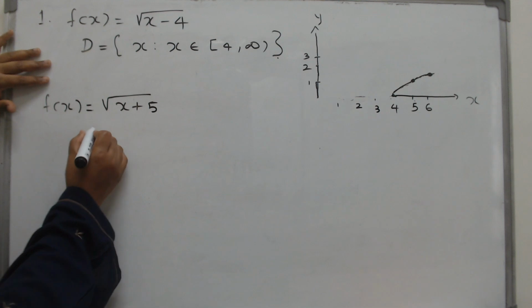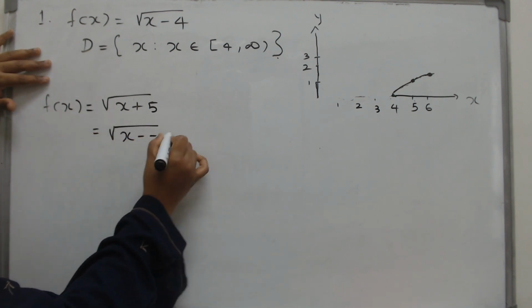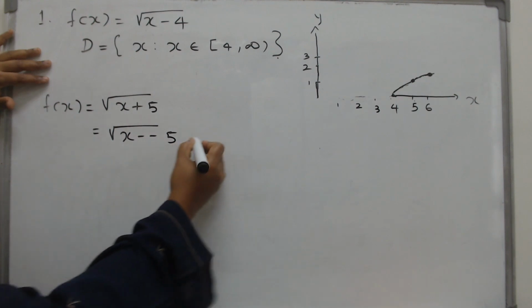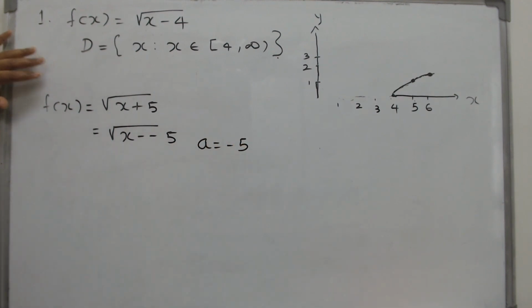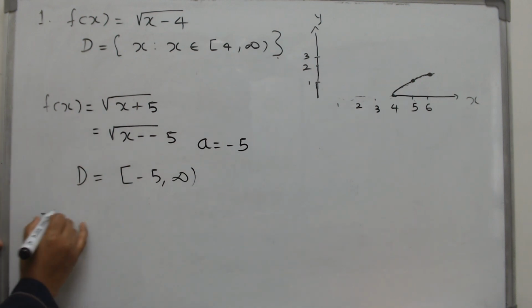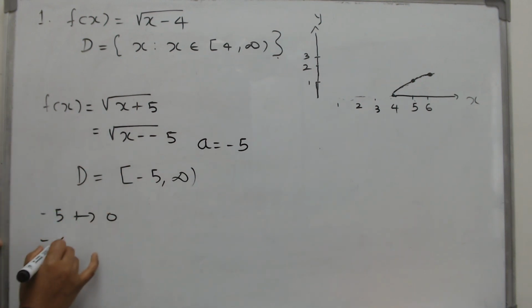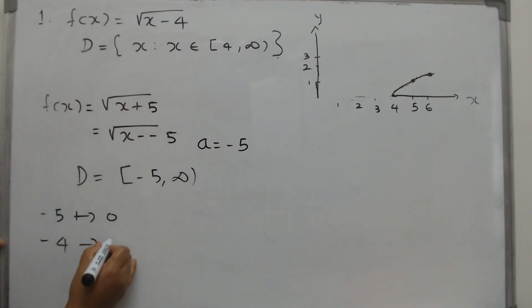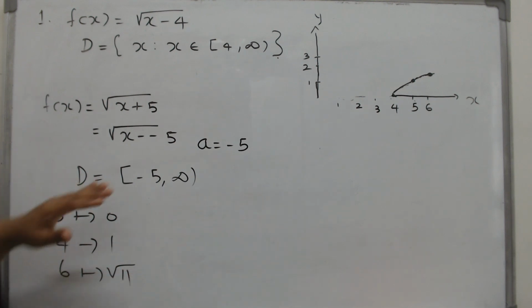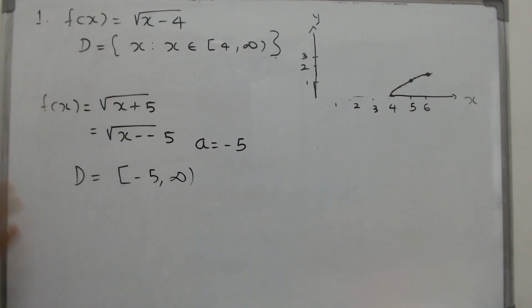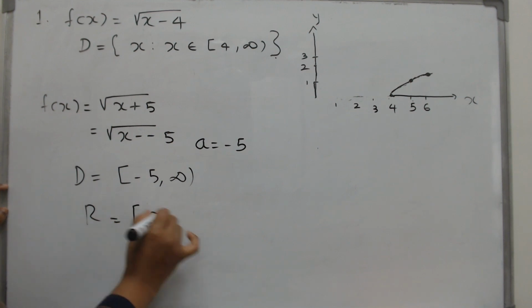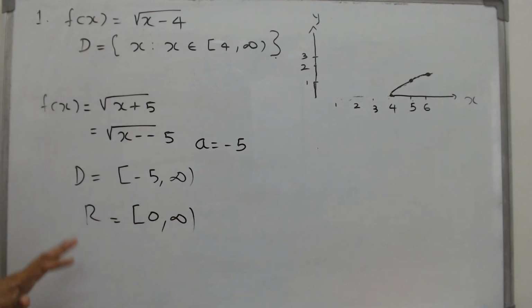Now look at this function. You can write it as square root of x minus a. So what is your a here? Your a is actually minus 5. You can just randomly check. Put minus 5, it gets mapped to 0. Put minus 4, it gets mapped to what? 1. And put 6, it gets mapped to square root of 11. So our domain is this. And what is the range? Without going through all those steps, you should be able to just look at it and say, if this is your function, this will be your domain, and your range will be 0 to infinity. This is a standard type.